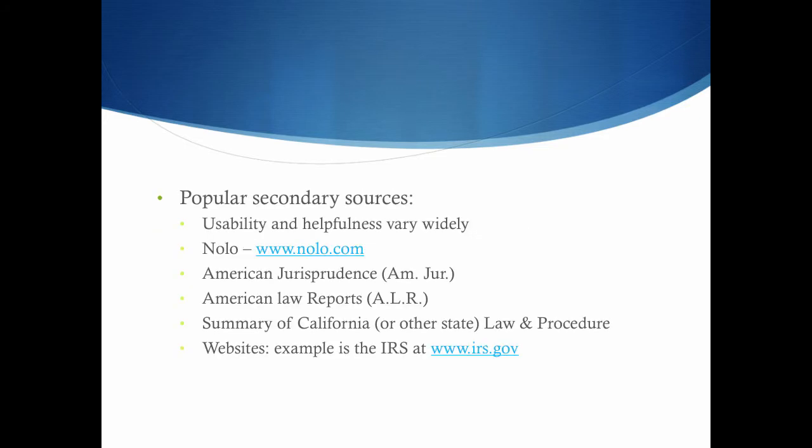Here are some popular secondary sources. You know, usability and the helpfulness vary widely. I would say start with NOLO. That's the publisher of the book. American Jurisprudence and American Law Reports, I have a typo there, are very well respected. There is a summary of law, a summary of California, summary of New Hampshire, a summary of Nevada, so those are out there for law and procedure.